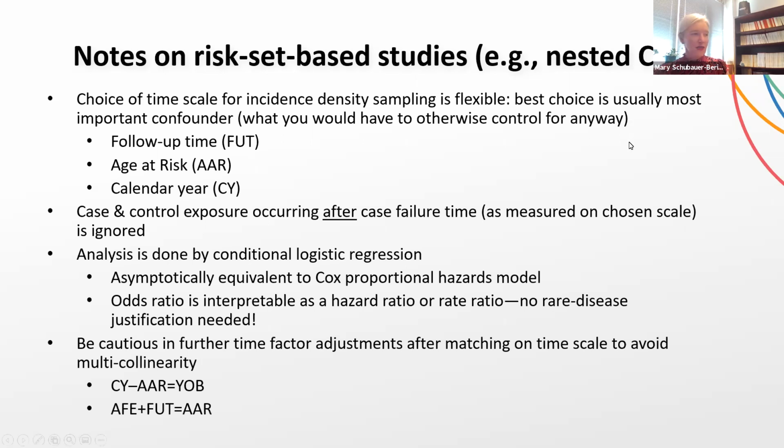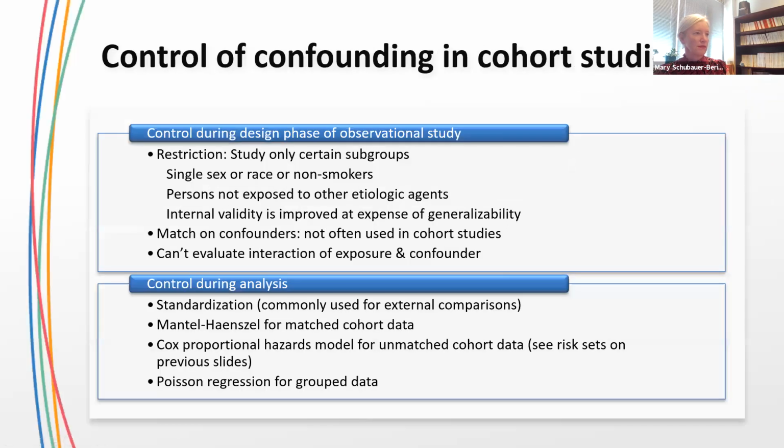However, you should be cautious about further time factor adjustments because you want to avoid multicollinearity. This is because calendar year minus attained age is equal to year of birth, and age at first exposure plus follow-up time is equal to attained age at risk. So that does require some caution. All right, well, this is an approach to design and analysis of a cohort study that takes into account the concept of incidence density as the basic currency of occupational cohorts.